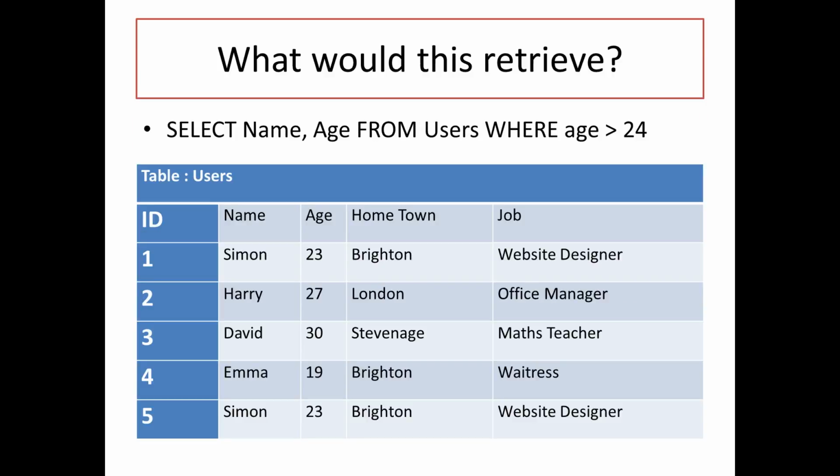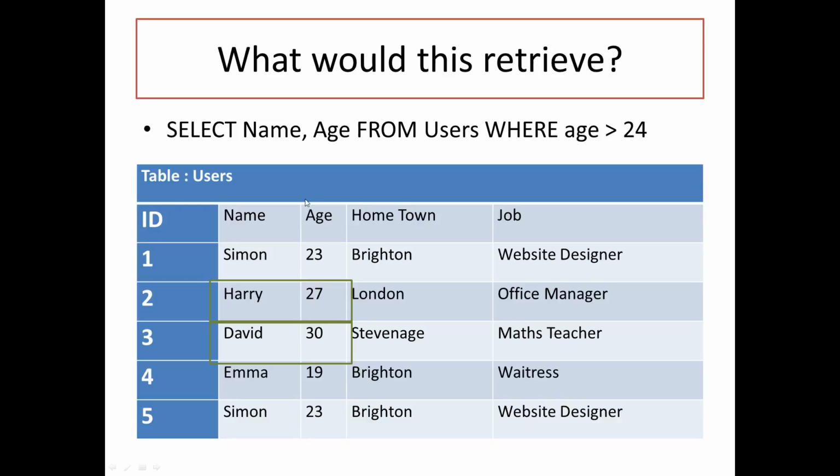So here we have an SQL statement at the top: select name and age from users where age is greater than 24. Once again, it's the same table used in the previous videos. We've got ID, name, age, hometown and job as different fields, in a table called users. When we execute this query, we can see that there are two people whose age is over 24, Harry and David, and we are looking at their name and their age.